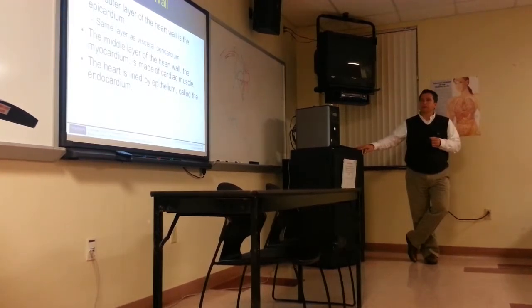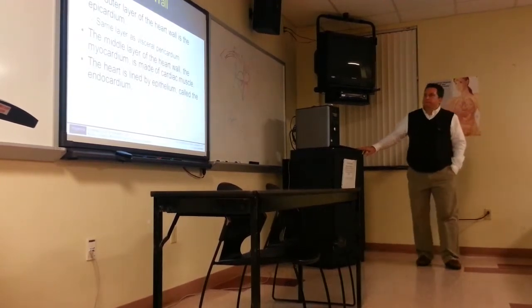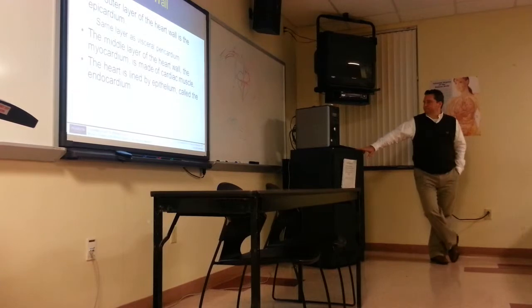The outer layer of the heart is the epicardium, the same as the visceral pericardium. The middle part of the heart is the myocardium. This is what makes up the bulk of the heart. That's the main muscle of the heart. There is an inner lining called the endocardium.